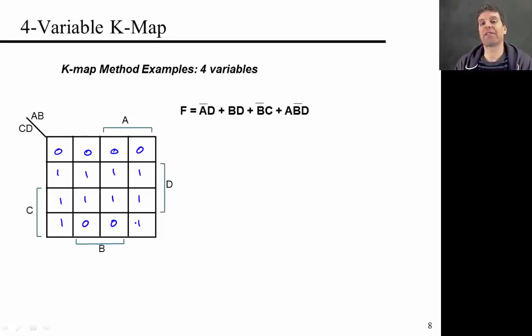Okay, then the next thing to do is to actually minimize this function, which again you're going to do by essentially drawing circles around the ones, around the onset, and you're going to try to make these circles as large as possible. You have to cover all the ones, and then you can read off the value of these circles and OR them together, and that will essentially give you the minimal function that you're looking for.